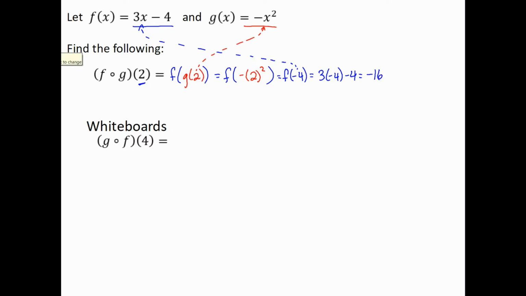Go ahead and pause your video here and try g of f of 4 and see if you can get the same answer that I get. All right, there it is, all worked out. Did you get -64? Did you substitute f of 4 and then evaluate the f of 4 right here? Because if you did, that's how we're getting the 8. All right, onwards and upwards.